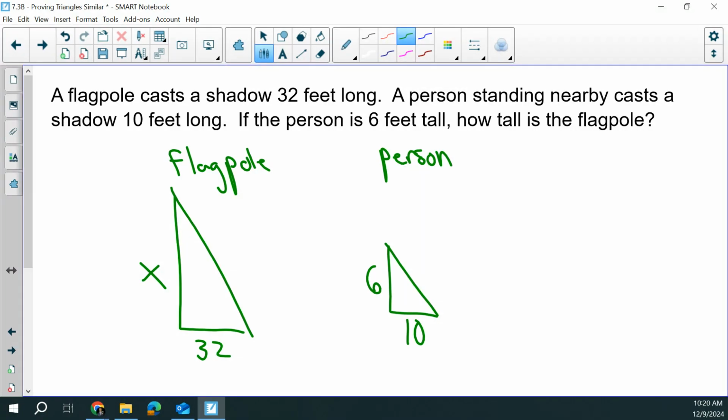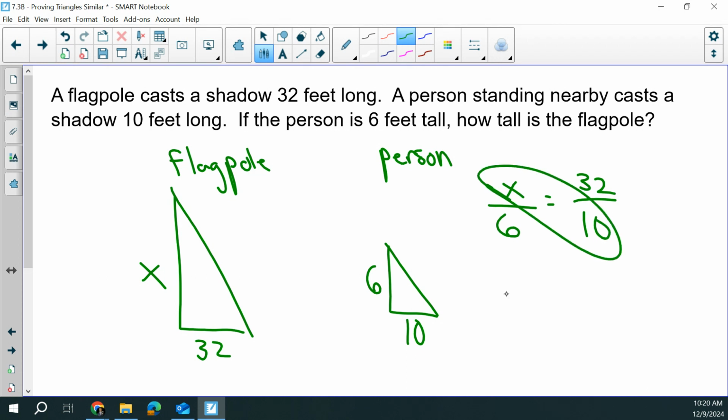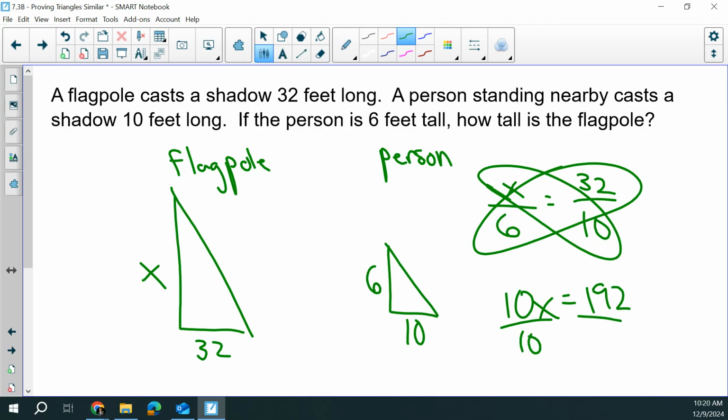My triangles aren't drawn to scale, but as long as it's set up right, we can solve for x. So match up the sides. X matches up with 6. 32 matches up with 10. That's what your proportion looks like. So you cross multiply. 10x equals 192. Divide by 10. X equals 19.2.